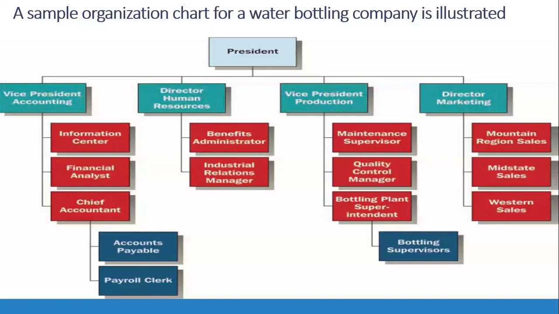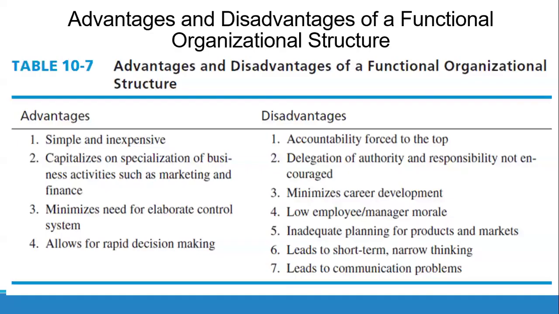What are some of the advantages and disadvantages of the vertical functional structure? As I indicated, it is very much simple to understand and less expensive to run. It also capitalizes on specialization of business activities so that you are able to have a division of labor clearly marked out in the organization. And it also minimizes the need for an elaborate control system because each department will have its own supervisor controlling activities therein. And it also allows for swift decision making because each department will have its own supervisor or manager that will be responsible for guiding and arriving at decisions over there.